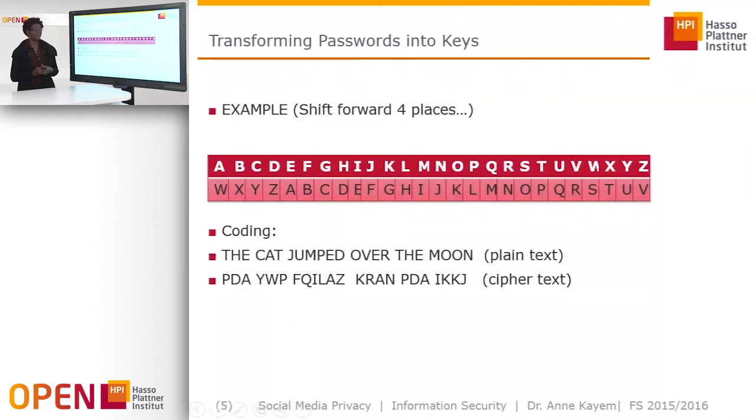So as I was saying before, basically what we want to do is translate our plain text into ciphertext. For example, if we have in plain text, "the cat jumped over the moon," and we were transmitting this to somebody in encoded form, then what we would do is translate T, for example, to P, H to D, E to A, C to C, for example, A to Y, and so on.